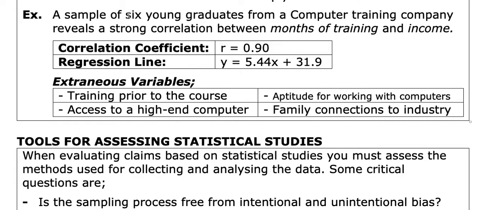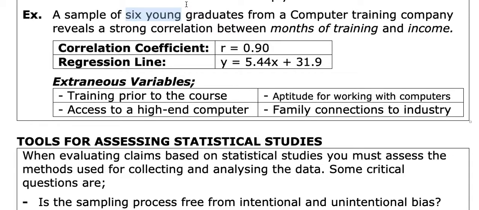A sample of 6 young graduates, so there's only 6 people being selected, and that's not actually the extraneous variable, that's just the sample size. 6 people is a very small sample for this computer training company. We have to think of all of the incentives. This is a computer training company looking to make a profit, and with that incentive, they're going to select those 6 people that have favorable results to their training.